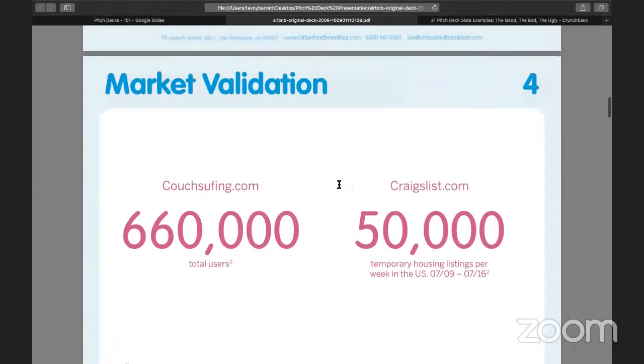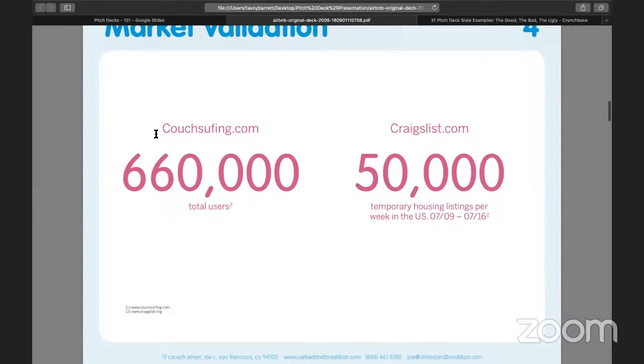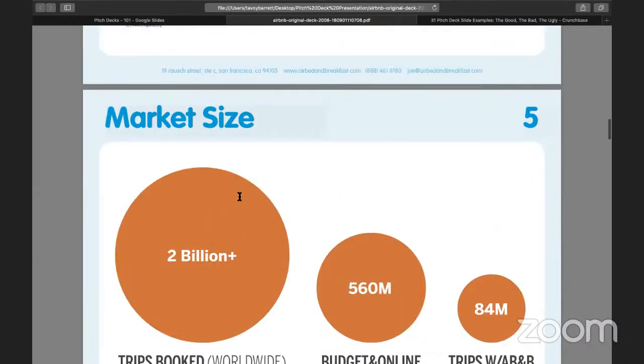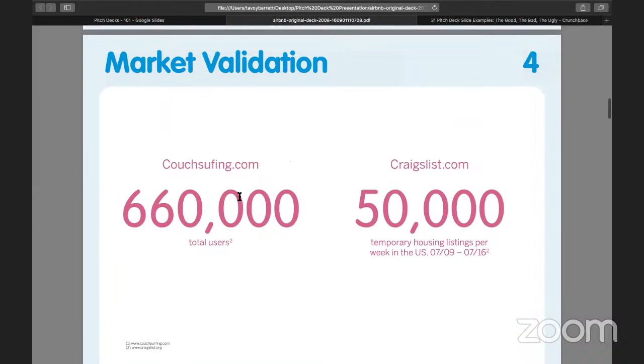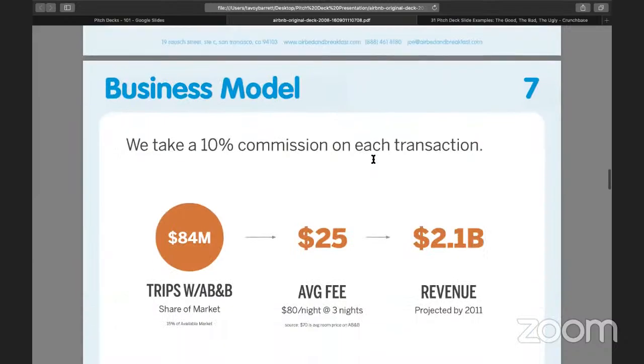So market validation, or the market slide that shows what's happening. From this, it shows that Couchsurfing.com has 660,000 total users. Craigslist.com has 50,000 temporary housing listings per week in the US. And what Airbnb did as a further validation, let me see if they included it in this slide.